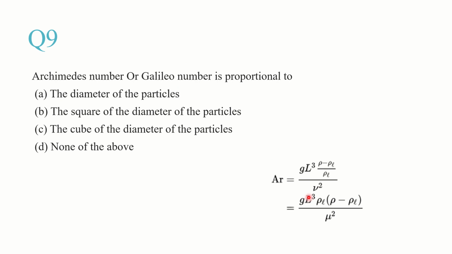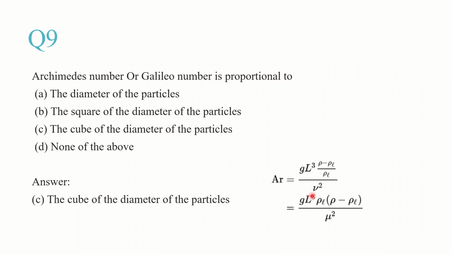So since it is proportional to dp cube, the Archimedes number or Galileo number is proportional to the diameter of the particles, the square of the diameter of the particles, the cube of the diameter of the particles, or none of the above. The answer to this question is option C, that is the cube of the diameter of the particles, that is g dp cube.